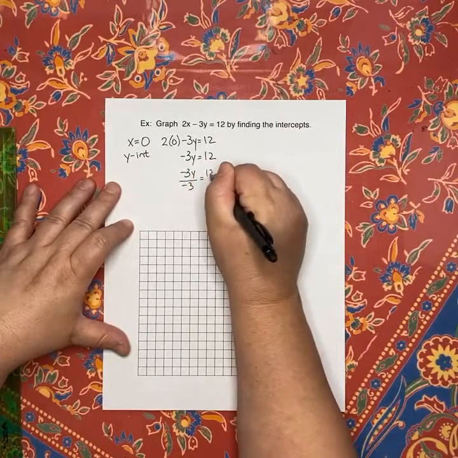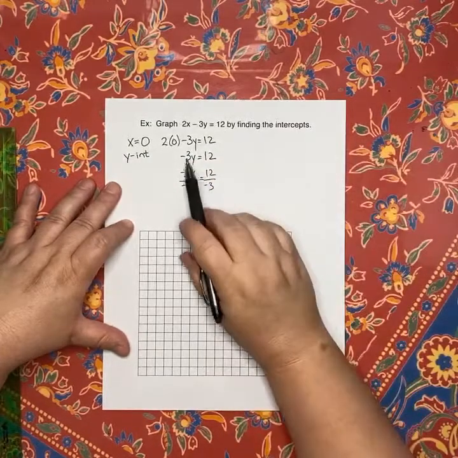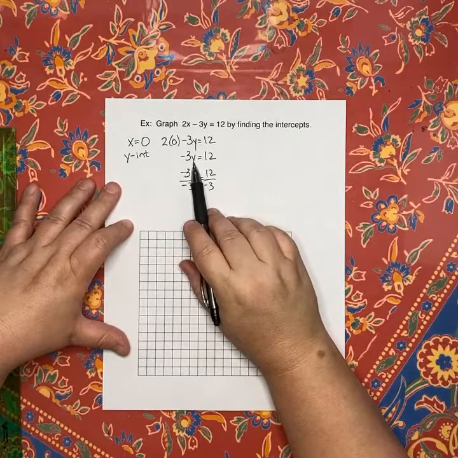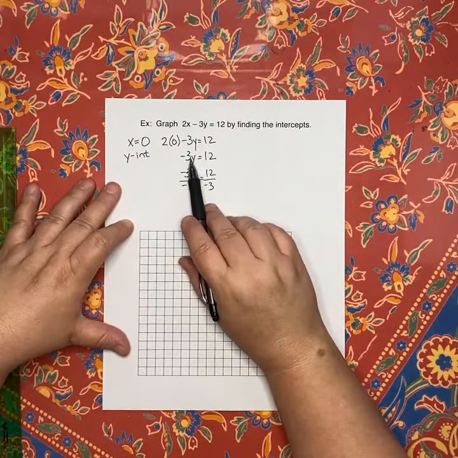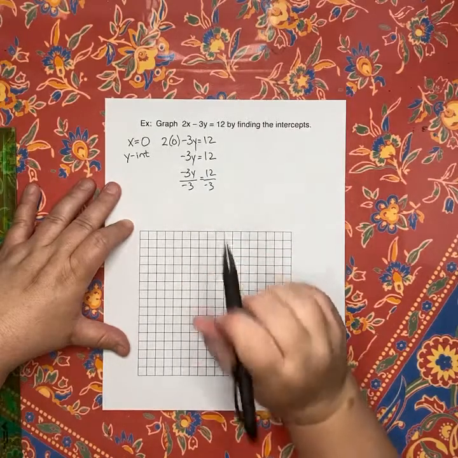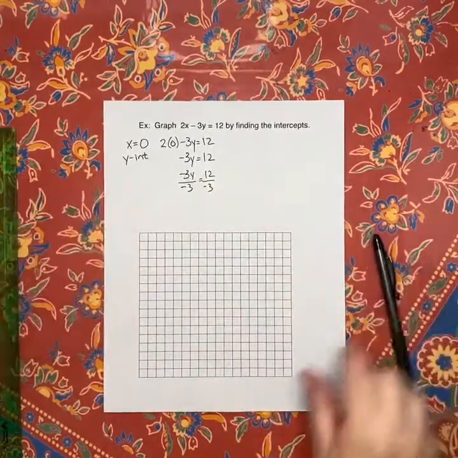Now this one is sneaky. I don't know if you guys all caught that. It's negative 3 times y. You divide, you don't add, because between the 3 and the y is the multiplication. That's what you got to undo. So a little sneaky there.